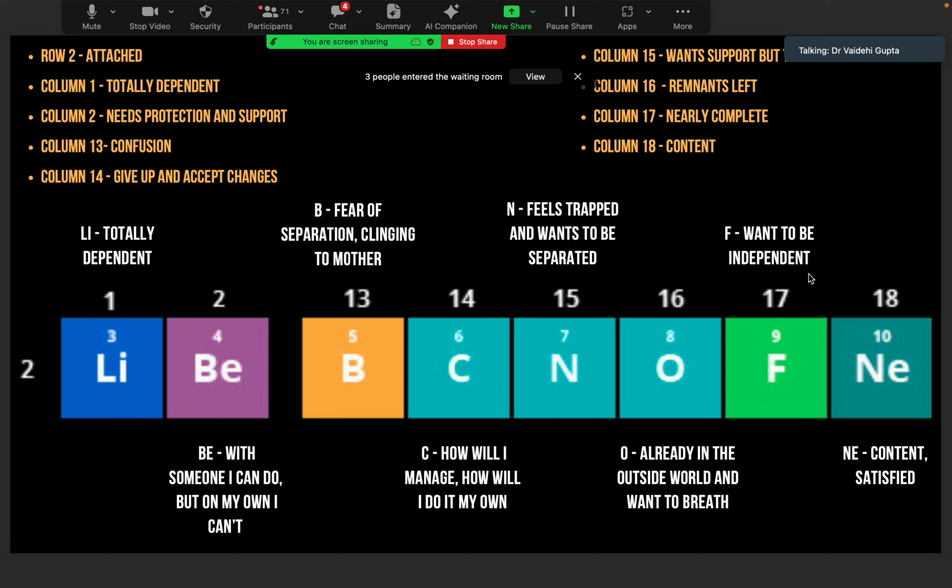Carbon: how will I manage, how will I do it on my own? If I will be separated from the mother, or a mother-like structure, how will I manage? He is just thinking about it.